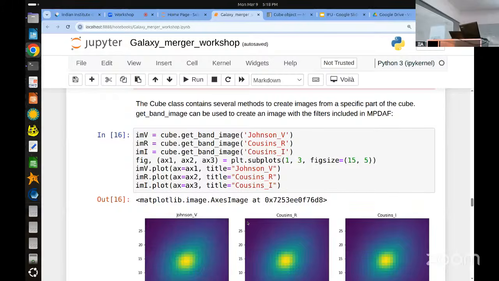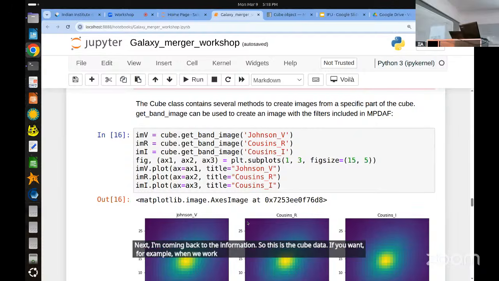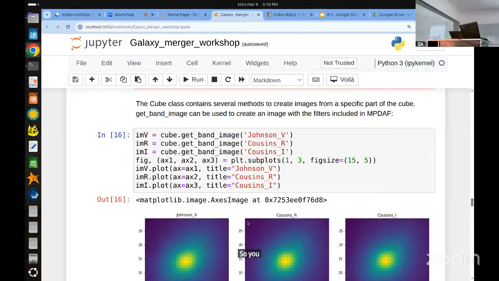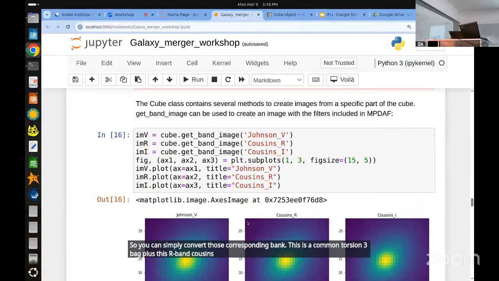Next, I'm coming back to the information. So this is the cube data. If you want, for example, when we work in imaging, we use R band data, V band data, I band data, different optical and infrared band data, for example. So you can simply convolve those corresponding bands. This is, for example, Johnson V band, Cousins R band, Cousins I band. So you can simply convolve and get corresponding band images as well.